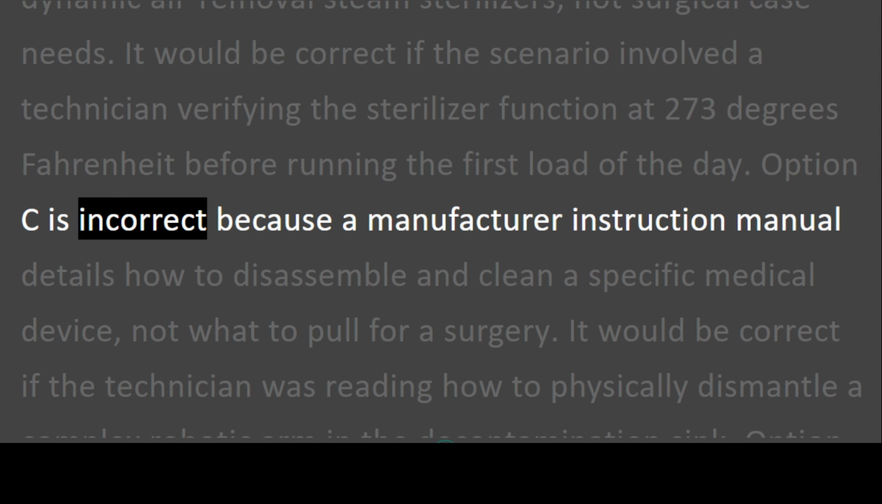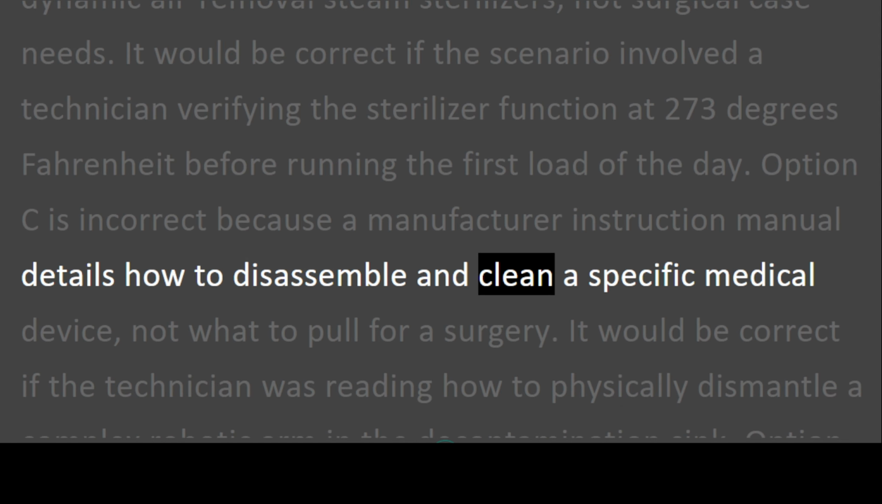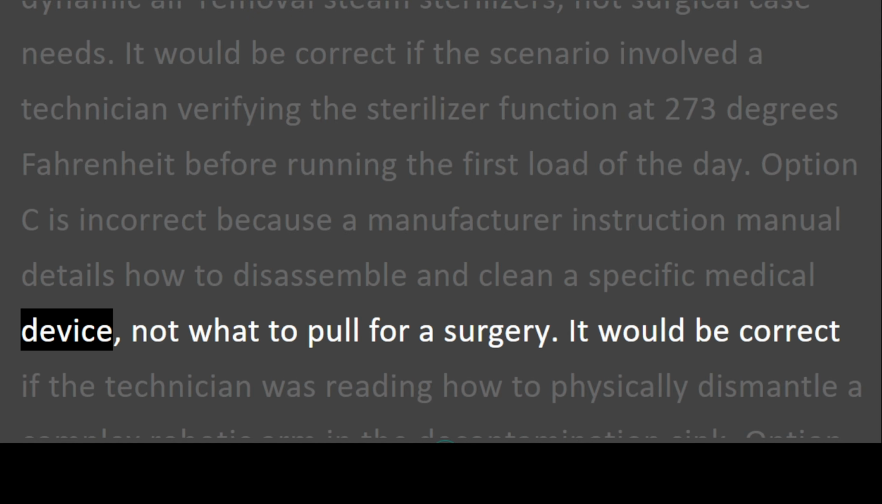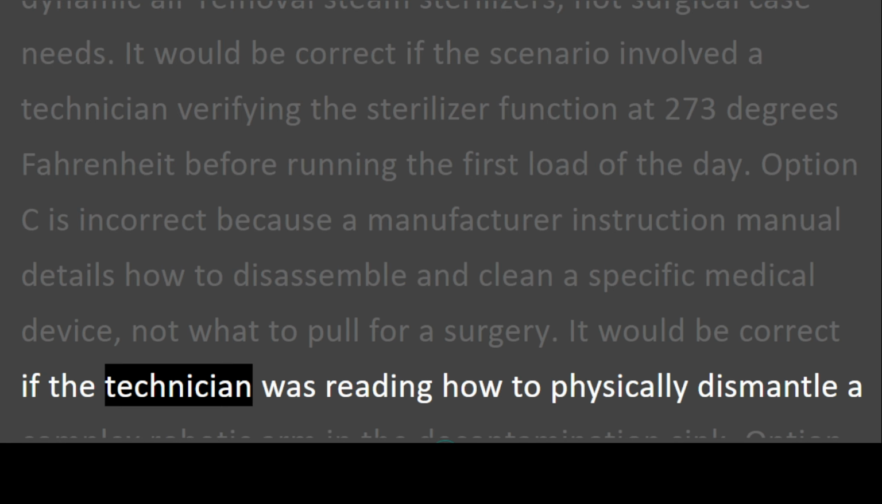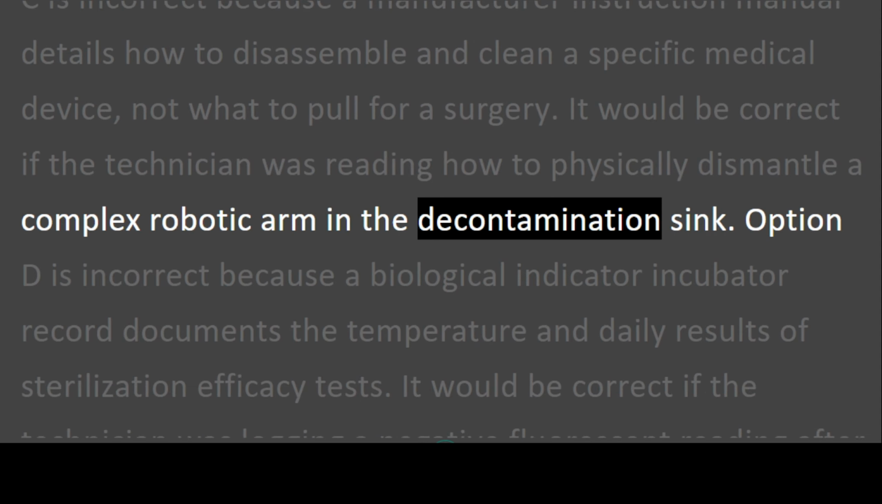Option C is incorrect because a manufacturer instruction manual details how to disassemble and clean a specific medical device, not what to pull for a surgery. It would be correct if the technician was reading how to physically dismantle a complex robotic arm in the decontamination sink.